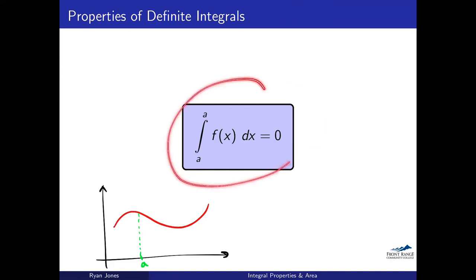So this doesn't come up very often. It happens occasionally, maybe in your work. You just happen to have something like this and you can look at it and say, hey, look, that's zero. But it's useful to know that it doesn't matter. If my limits of integration are the same, then it's equal to zero there.